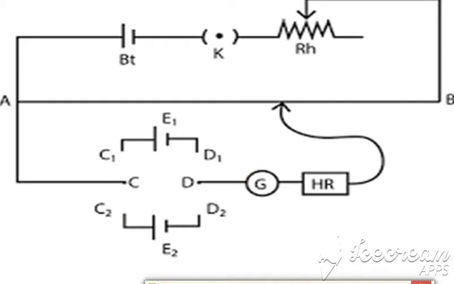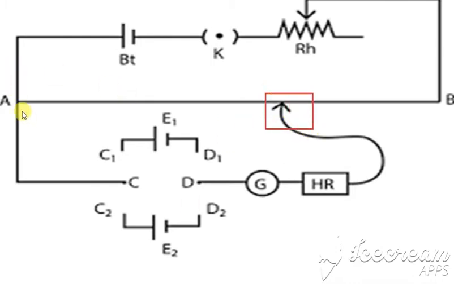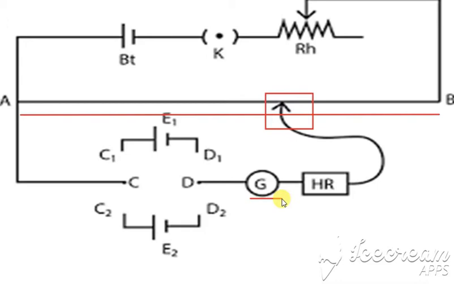The next question is about the comparison of EMF. Let me first say what happens here, then we'll look at the theory. This is a jockey, as you all know. You move this jockey from A till B, and you note down at what point the galvanometer shows zero deflection. At that point we stop and note down the reading. That is the balancing length.